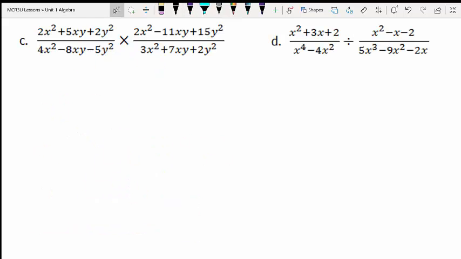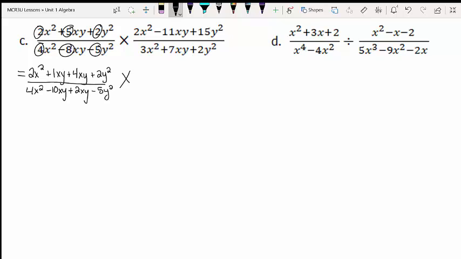Okay, so part C is very involved. We have to factor both the numerators and denominators in each term here. So let's go ahead and factor the numerator here. So we're going to use decomposition. We need two numbers that multiply together to get the product of a and c, so 4, and add together to get 5. So the matching numbers are 1 and 4. And then in the denominator there, we need two numbers that multiply together to get negative 20 and add together to get negative 8. So it's going to be negative 10 and 2.